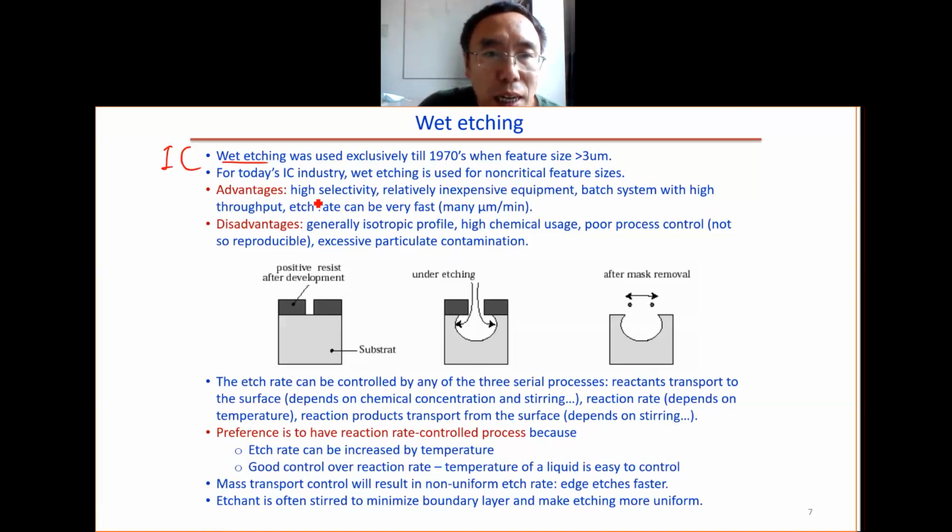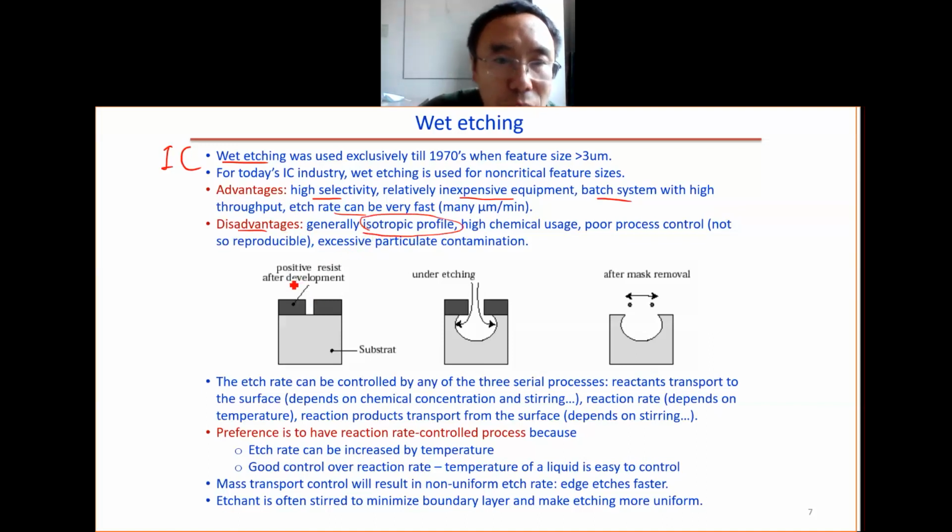So the advantages: very high selectivity, cheap machine, inexpensive equipment, a batch system with high throughput, and etch rates can be very fast. The disadvantage, the main one, is the isotropic etching profile. Isotropic. This one is the problem.